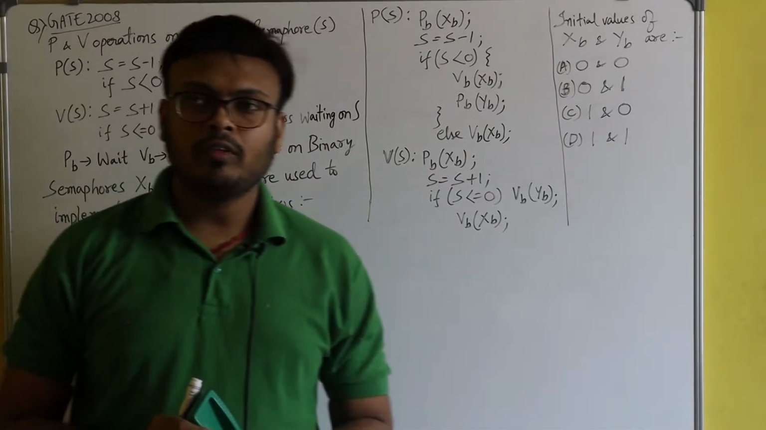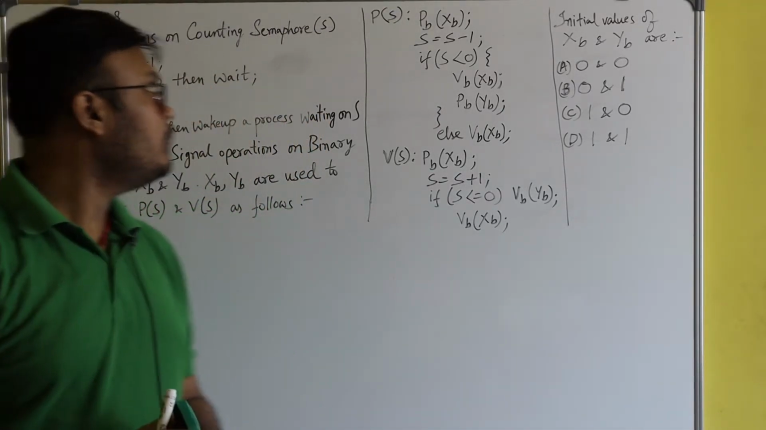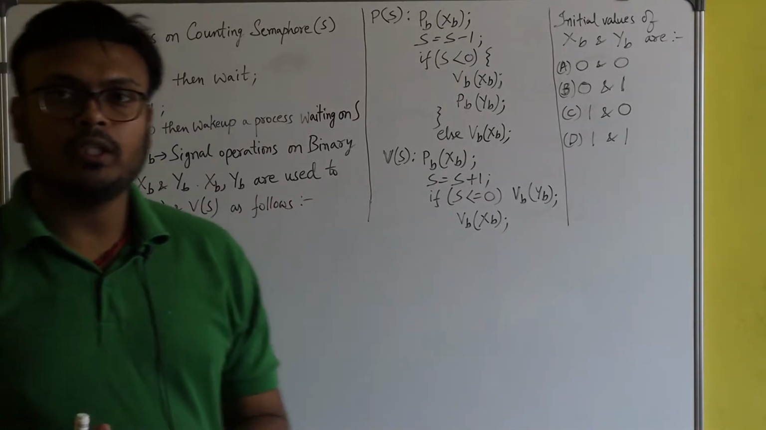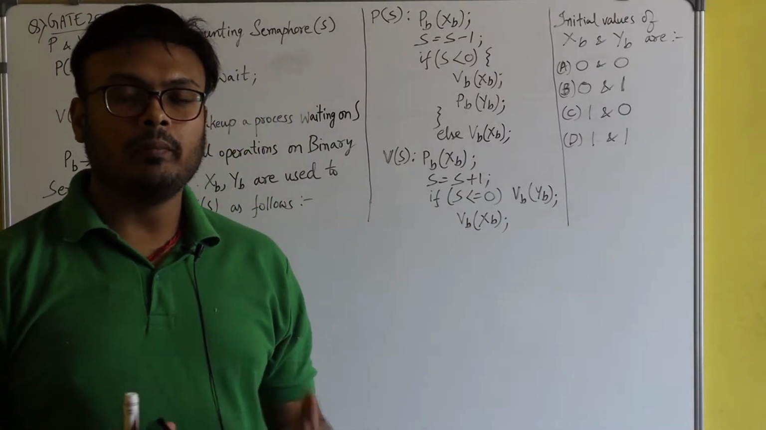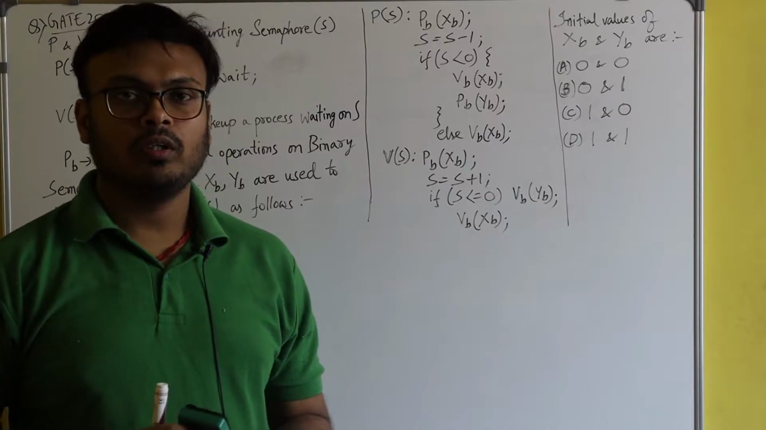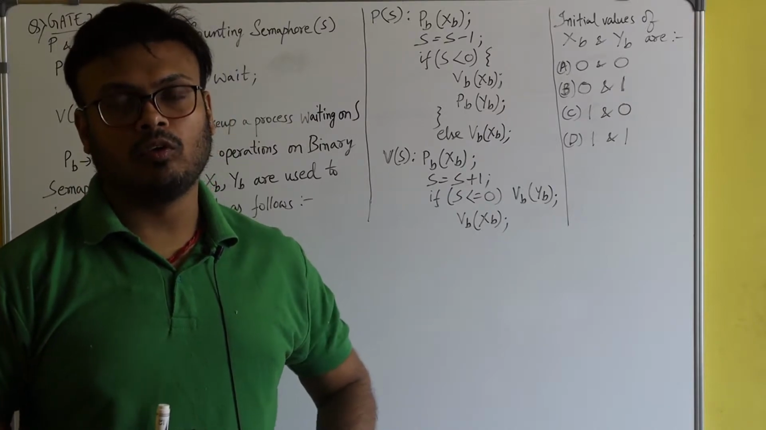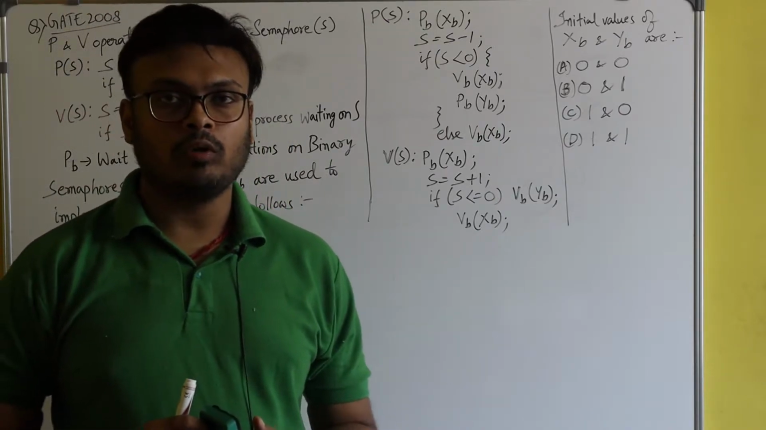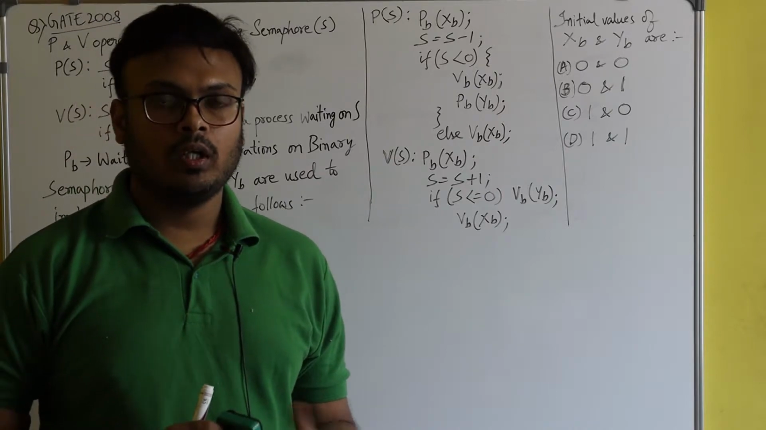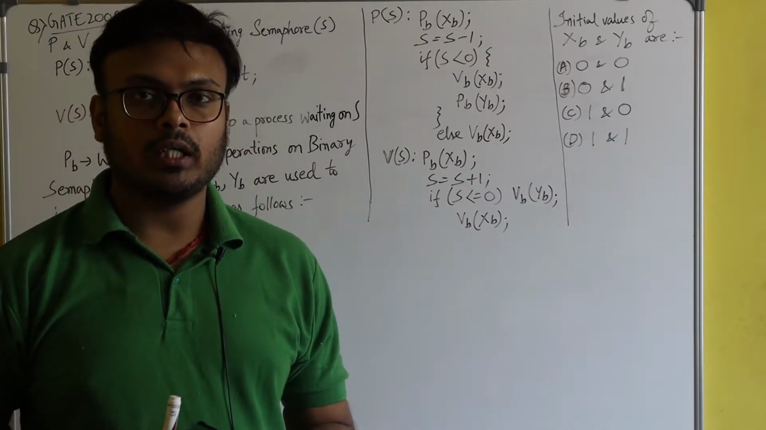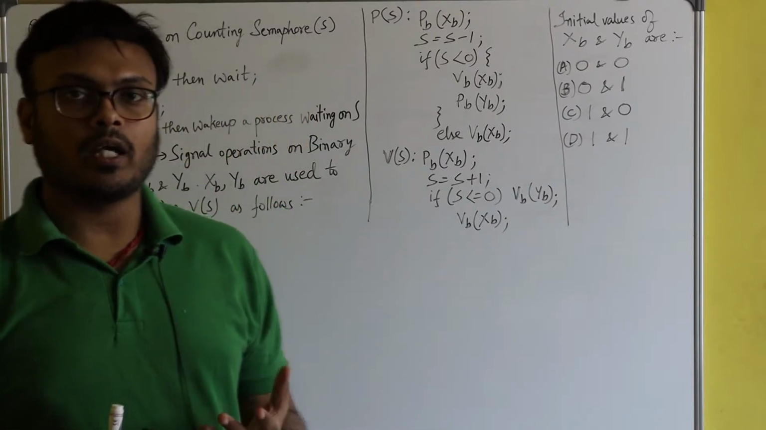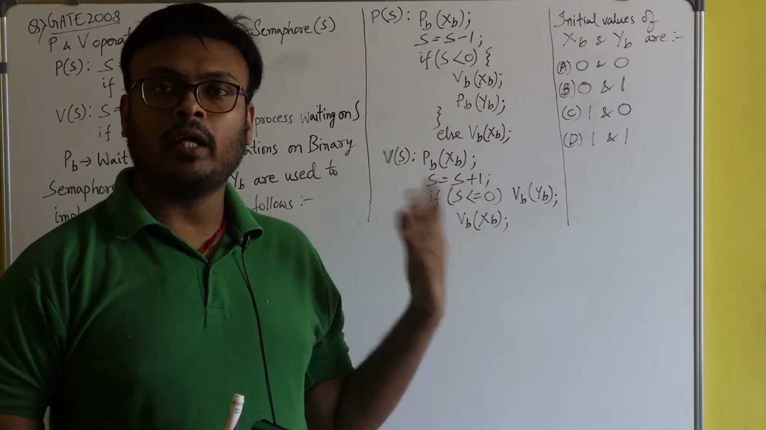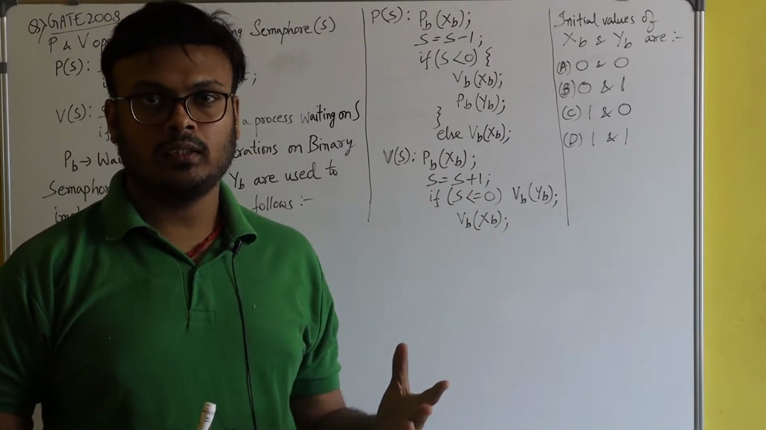Hi, today we will solve one GATE question that came in the year 2008. This question is based on the implementation of counting semaphore by using binary semaphore or mutex. We have already studied binary semaphore and counting semaphore, but we have not yet studied how the counting semaphore can be implemented using binary semaphore. So with this question, I will explain how these things can be done.